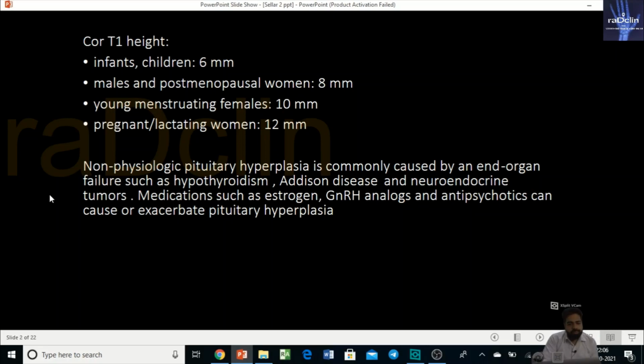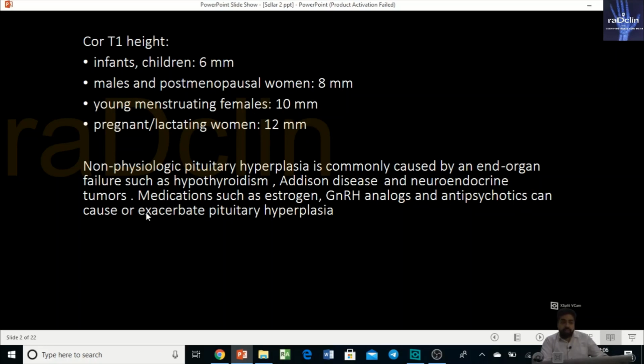Now, what are the basic measurements we have to see while measuring the pituitary gland? When we take a coronal T1 sequence, according to age, infants and children have a pituitary gland height of around 6 mm. Males and postmenopausal females have a height around 8 mm. Young menstruating females have a height around 10 mm. And pregnant or lactating women have a height around 12 mm.